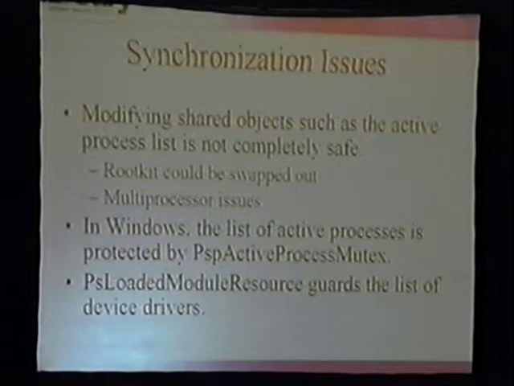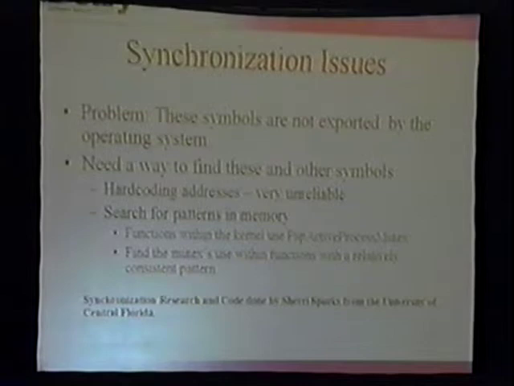So since they're not exported, we could find these by hard coding them. However, they move around a lot, so that's probably not a very good solution. Also, we could search for a known pattern in memory. There are functions within the kernel that obviously have to use these mutexes to schedule threads or swap threads in, or add processes, I should say. So you could search for a known pattern within memory, and then you would locate the mutex.